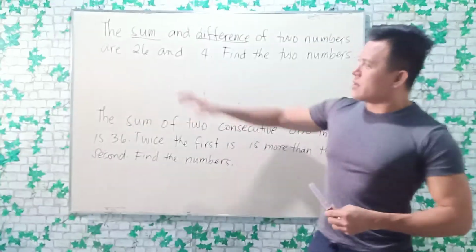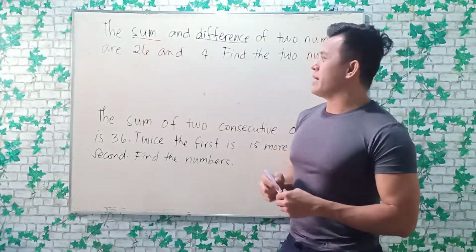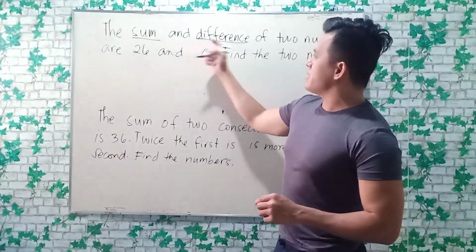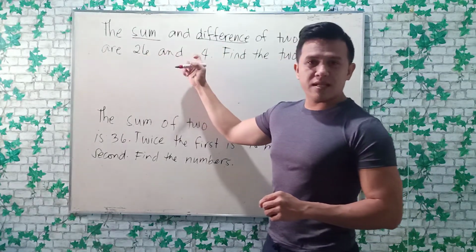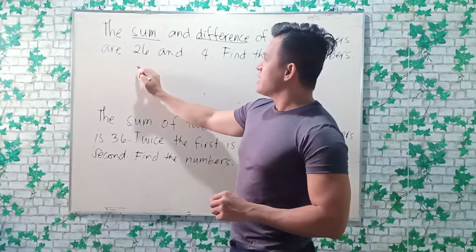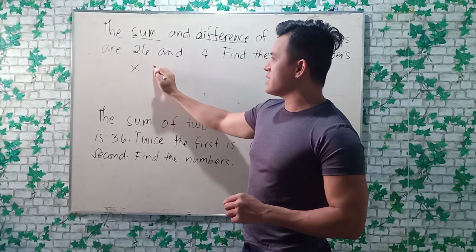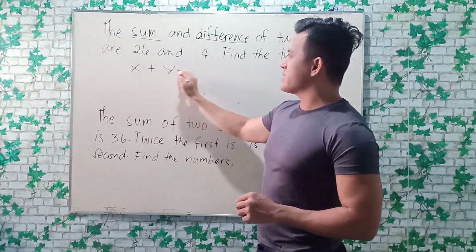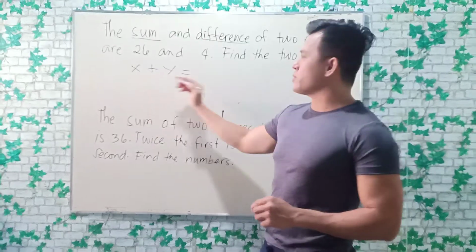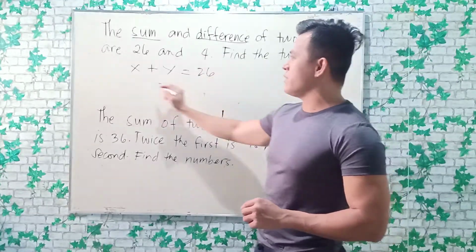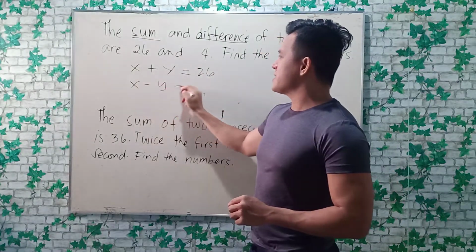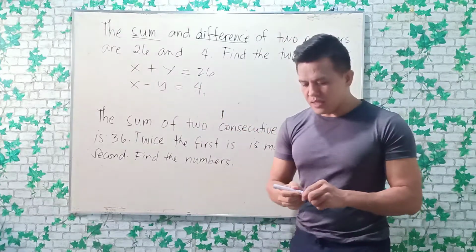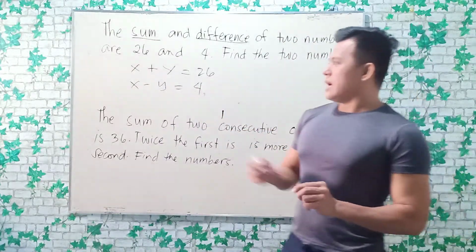Let's start with this. First, we are going to get the sum, and as you can see here, sum and difference. The sum is 26 and the difference is 4. So shall we say our first number is x and the second number would be y. The sum of two numbers is 26 and their difference is 4. Now find the two numbers.